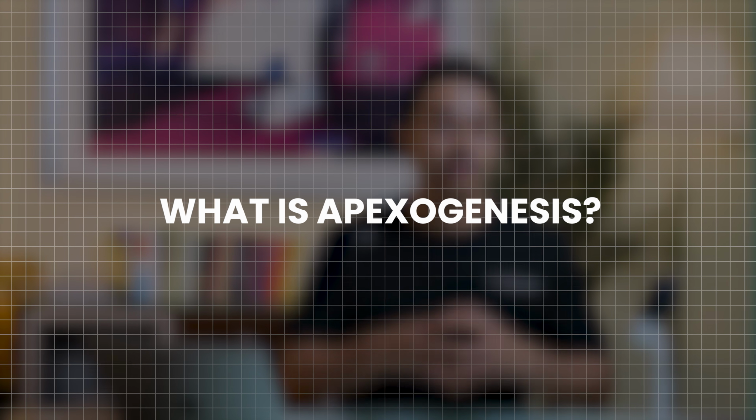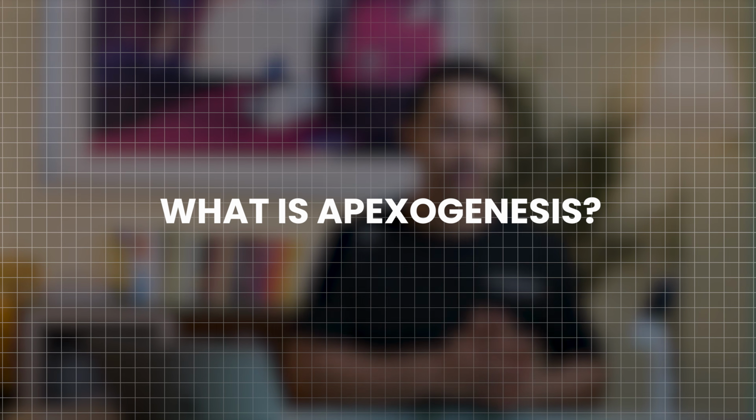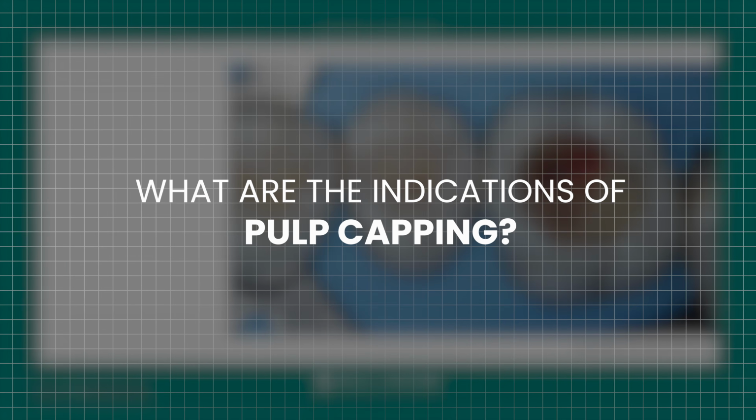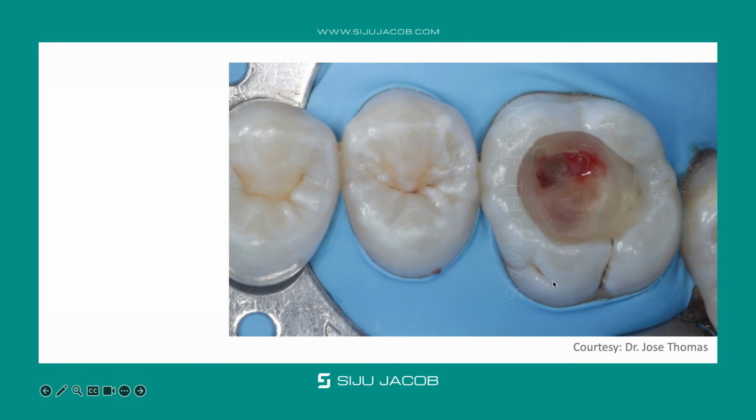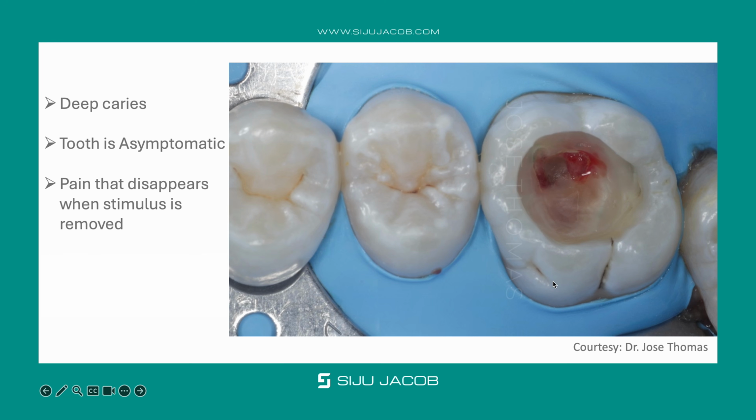So before we get into revascularization, let's just briefly look at what we mean by apexogenesis and how we can achieve apexogenesis either by pulp capping or pulpectomy. Pulp capping is a very common clinical procedure. What are the indications of pulp capping? This is courtesy a student of mine, Dr. Joe Thomas. Pulp capping, we look at cases where the caries is deep, the tooth is asymptomatic, and there's pain that disappears when stimulus is removed, which means the tooth is in what we call reversible pulpitis, not irreversible pulpitis.